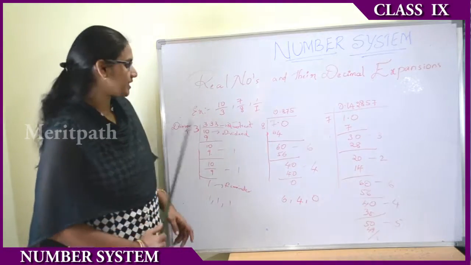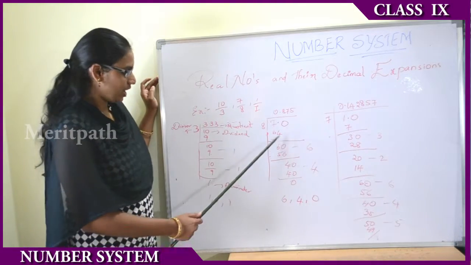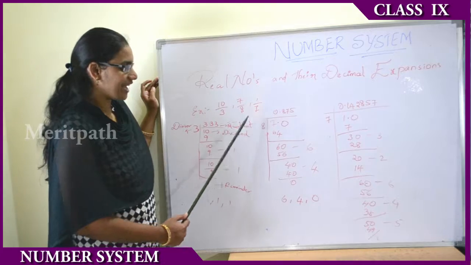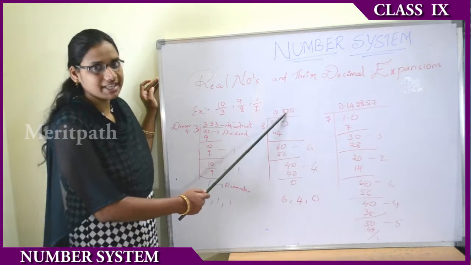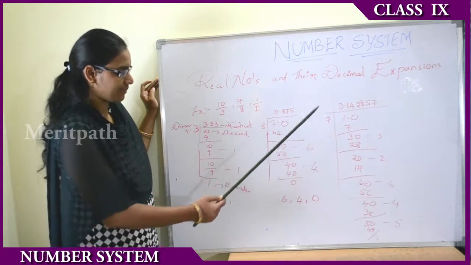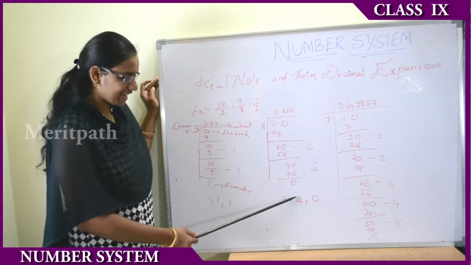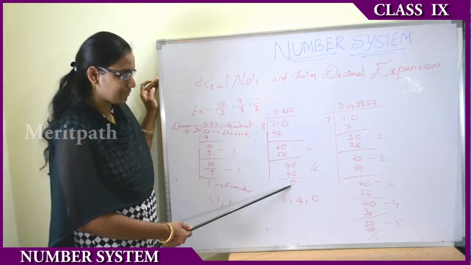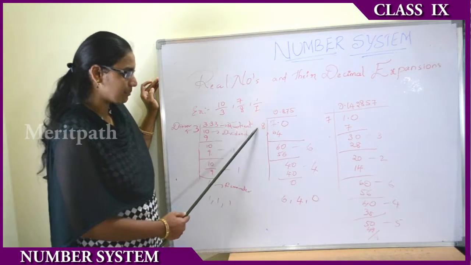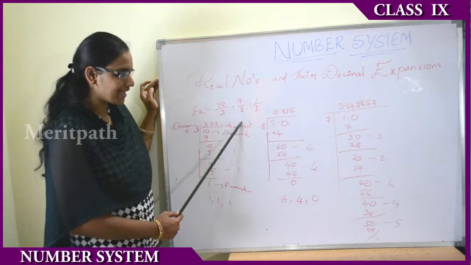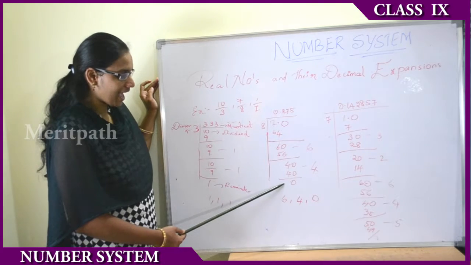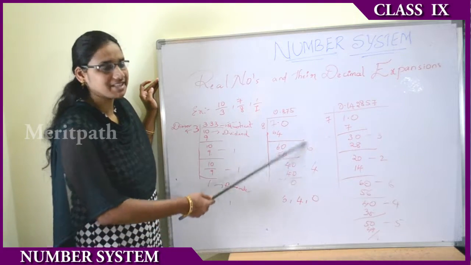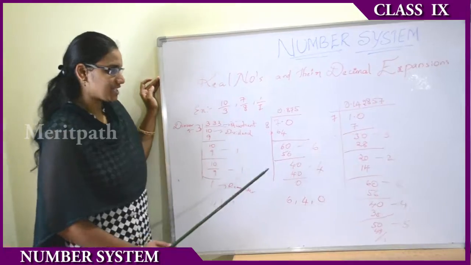Now let us take 7 by 8. When we divide 7 by 8, we get the quotient 0.875. That is, the remainder here is 0. The resultant remainder is 0. That means we have an end to this number. When we divide 7 by 8, the remainder is 0 and the result is different.